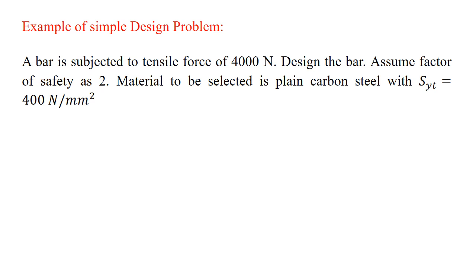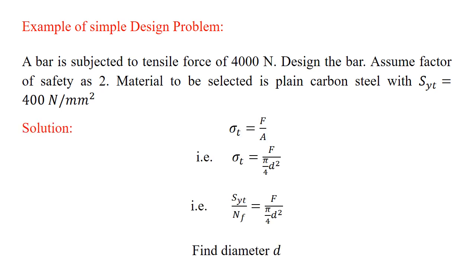You will think this way: since the bar is subjected to tensile force, the induced stress is tensile in nature. That's why sigma T is equal to force divided by cross-sectional area. And this induced tensile stress sigma T will be equated to the permissible stress. Permissible stress is given by SYT by factor of safety. So your equation becomes SYT by factor of safety is equal to force divided by cross-sectional area, or force divided by pi by 4 d square, and hence you will find the diameter d. This is a simple solution of a design problem.